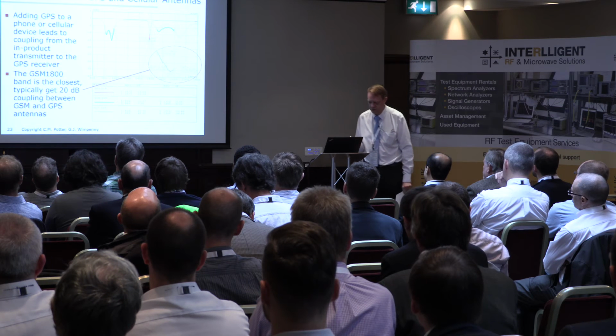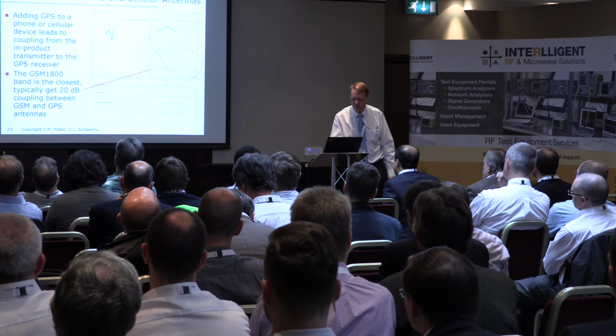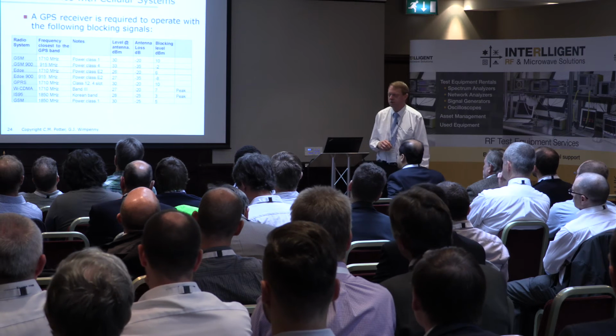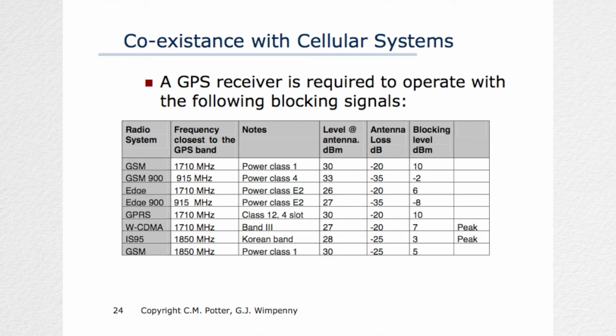So in this particular development, we had to do some testing to find out just how much RF a GPS system can handle and still work at the same time. This little graph shows what kind of transmit powers you might expect for a number of different radio standards, and how much power is going to get through, effectively, through the losses of the two antennas which are coupling to each other.